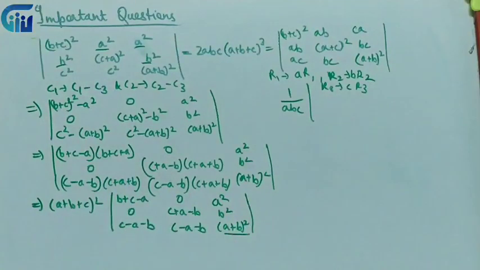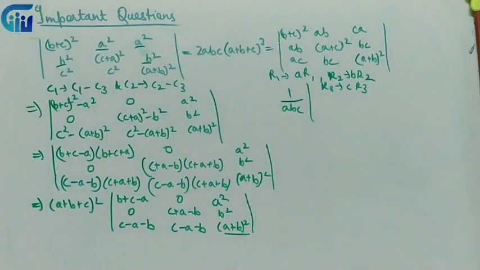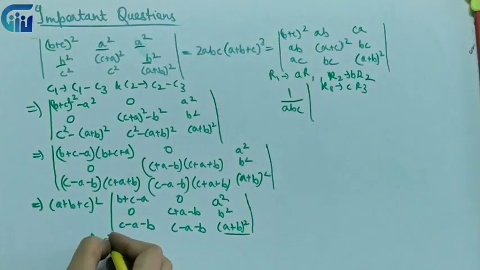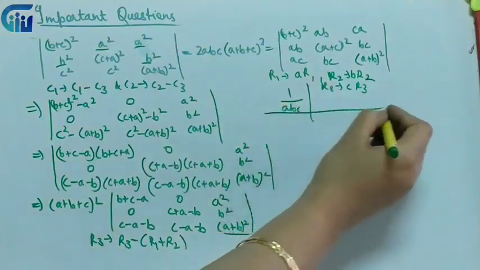This is A plus B whole square. And this is A square plus B square. So if I add up these two rows and subtract it from here, I'll have some sort of reduced expression. So next step, I'll write R3 as R3 minus R1 plus R2. So I'll do it over here.